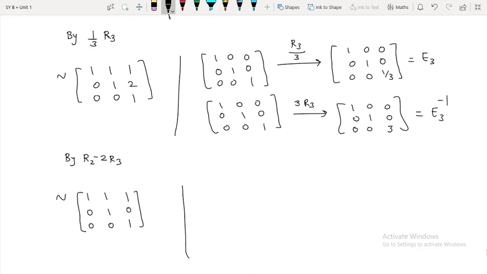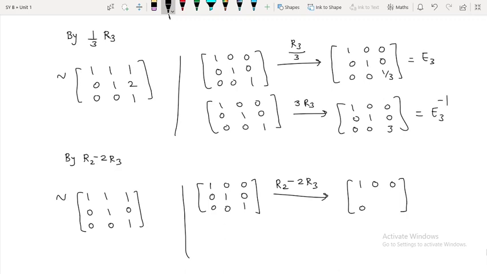And so this is 1 0 0. Lengthy example, right? 0 0 1. But I hope you got the logic behind it. So the operation is R2 minus twice R3. And what you are going to get here, 1 0 0, 0 0 1. So it will be 0 only. What about this? 1 minus 2 multiplied by 0 will be 1, and 0 minus 2 multiplied by 1 will be minus 2. So this is your E4.